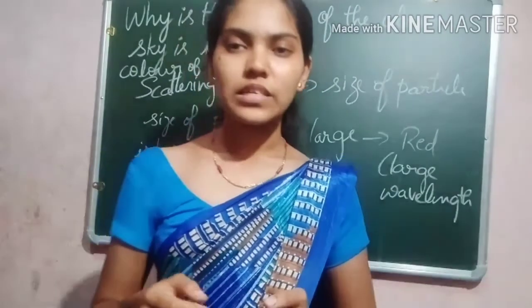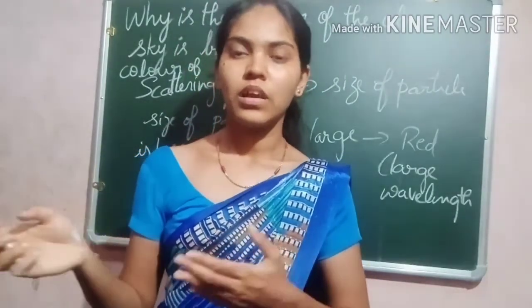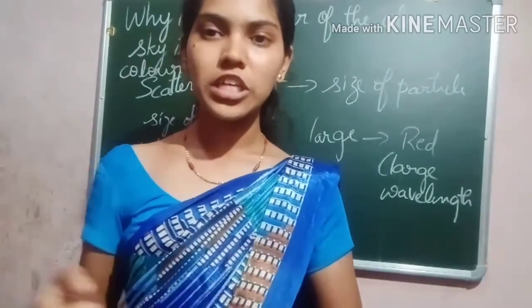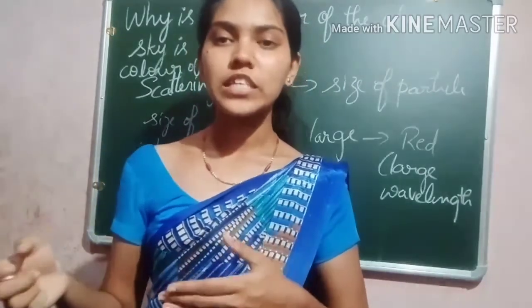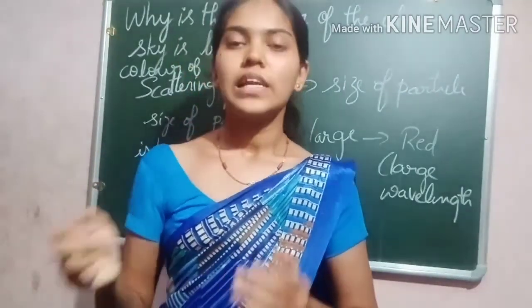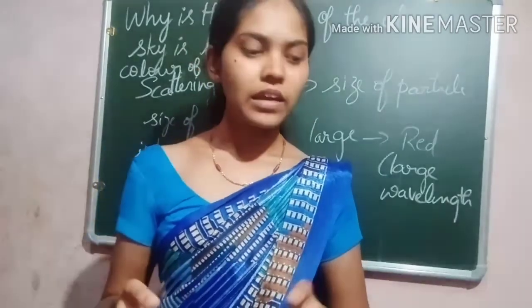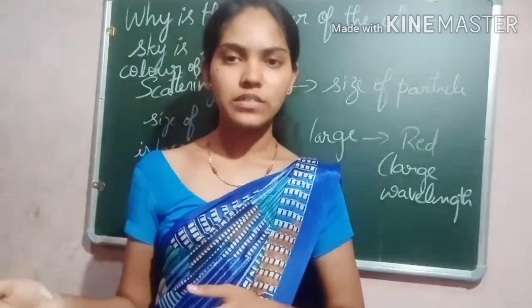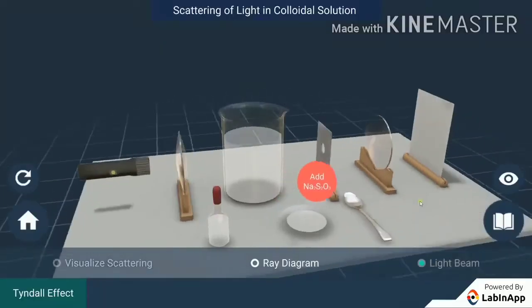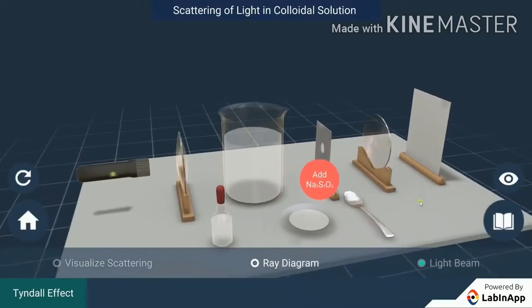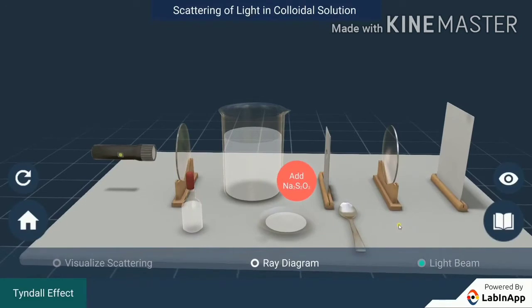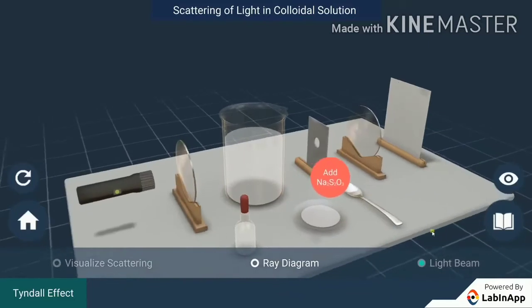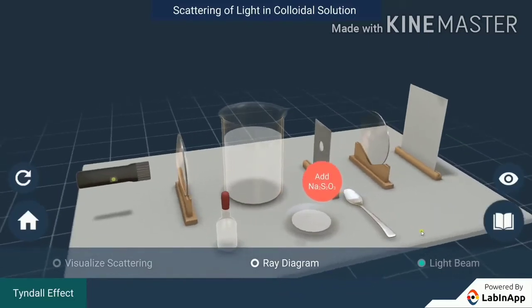Then what is the reason that during sunset and sunrise the sky appears reddish in color? What is the reason for the reddish appearance of the sun? Let's conduct an activity to understand the reason for the reddish appearance of the sun during sunset and sunrise, and also the blue color of the sky.